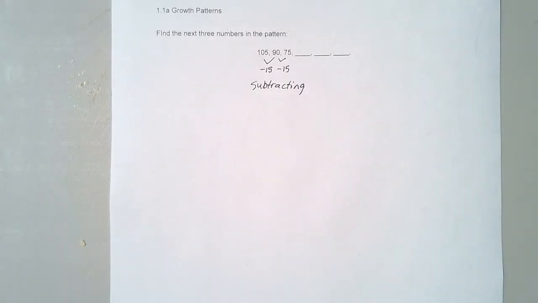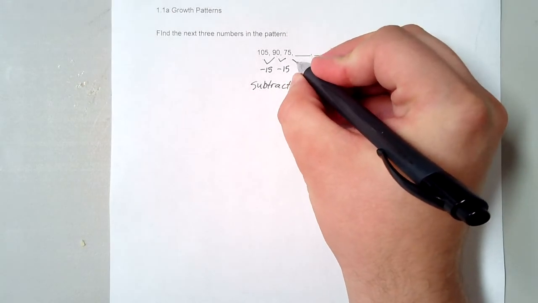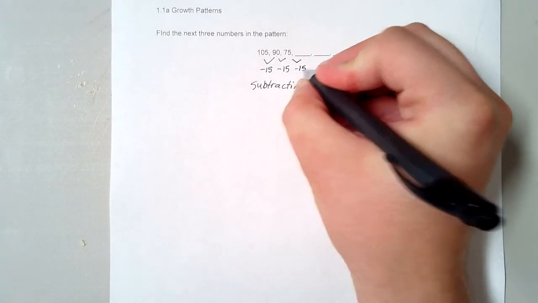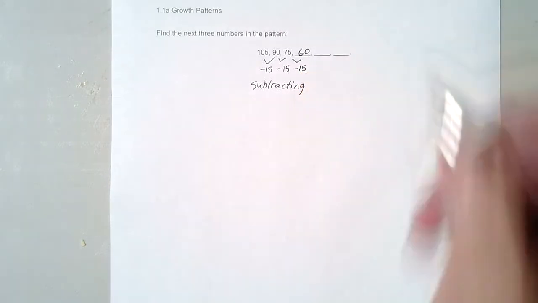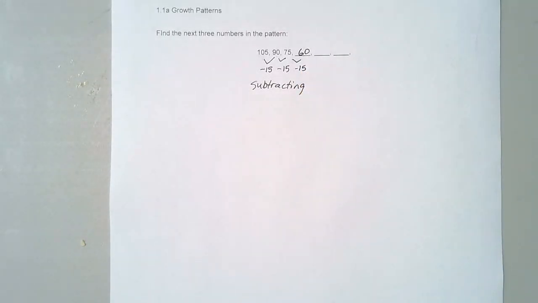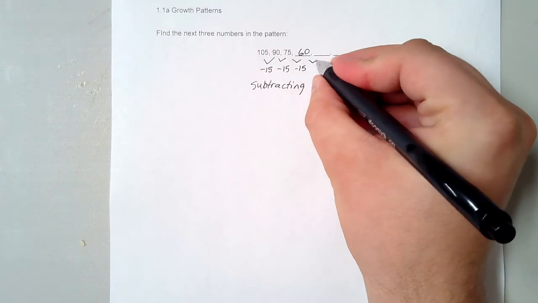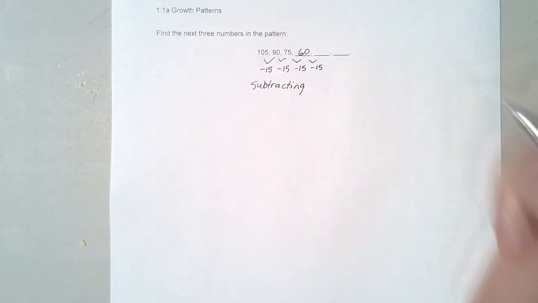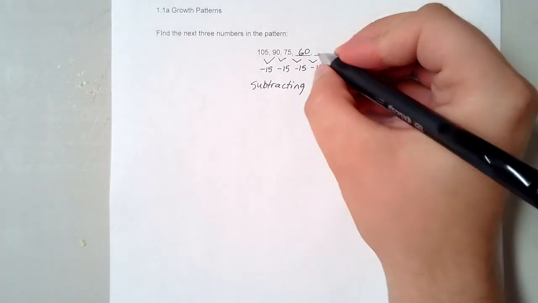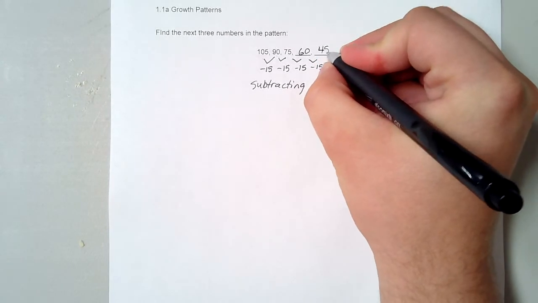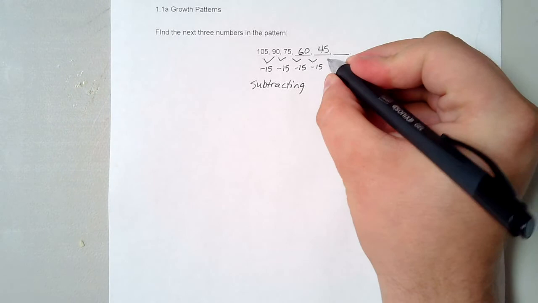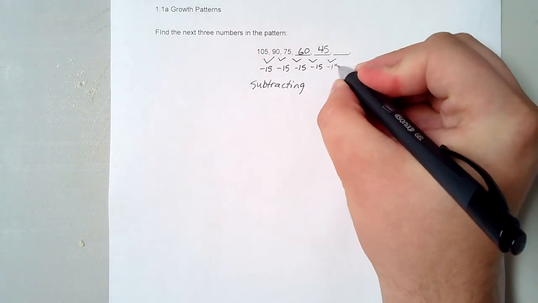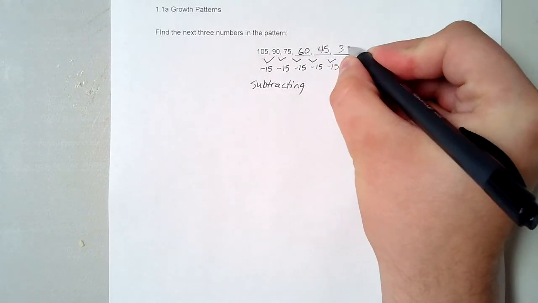If I subtract 15 from 75, that is going to give me 60. If I have 60 and I subtract 15 again, that would give me 45. And if I subtract 15 from 45, that gives me 30.